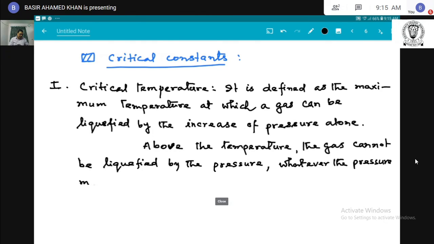That means critical temperature is defined as the maximum temperature at which a gas can be liquefied by the increase of pressure alone, and above this temperature the gas cannot be liquefied by pressure, whatever the pressure may be.